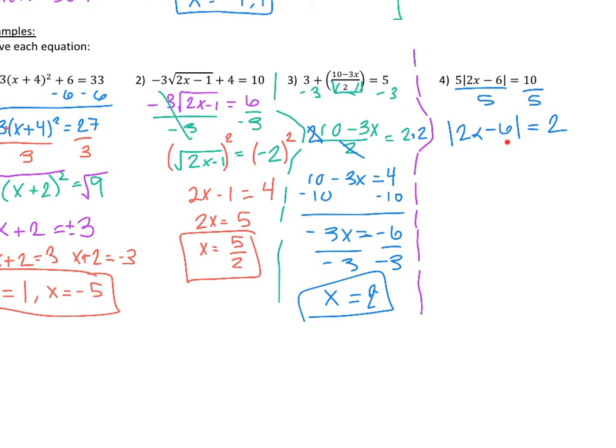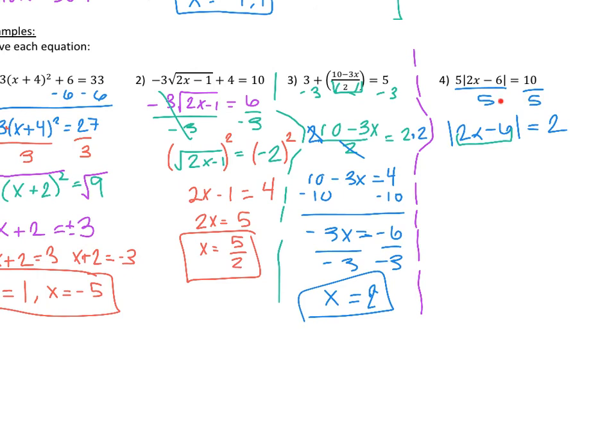Think about what absolute value is doing. It means whatever is on the inside of this is exactly 2 away from 0. Well, what does that tell us about 2x minus 6? It's 2 away from 0. So it could be either 2 or it could be -2. So we're using an understanding of what absolute value is measuring to conclude that this whole thing has to equal either 2 or -2.